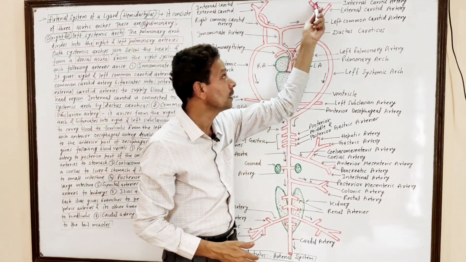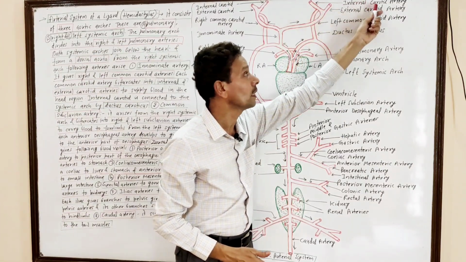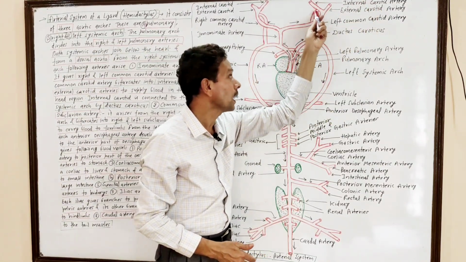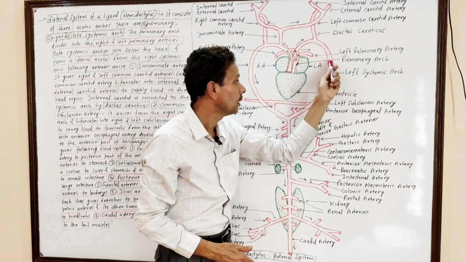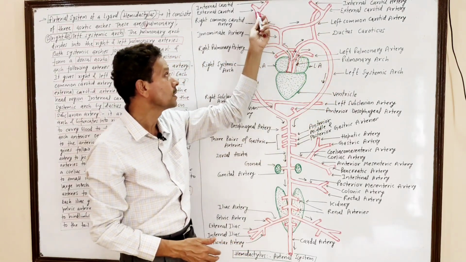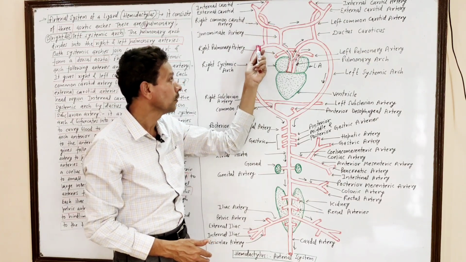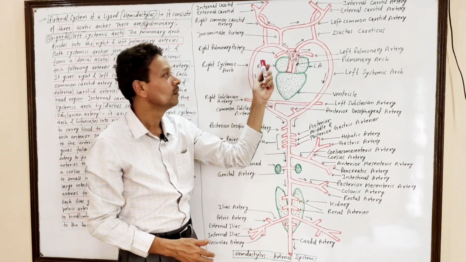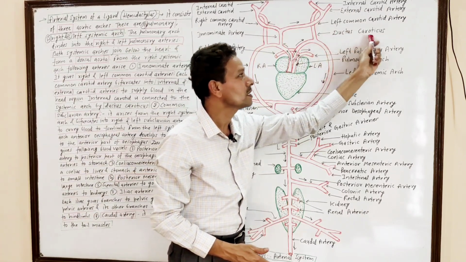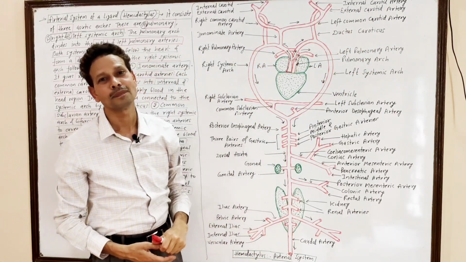And this internal carotid artery remains connected with the left systemic arc, and on this side the internal carotid remains connected with the right systemic arc, through this ductus caroticus.